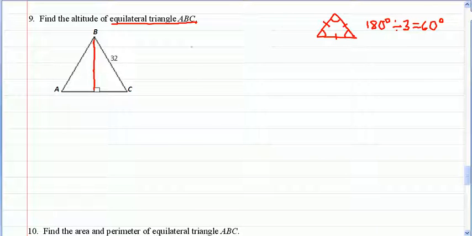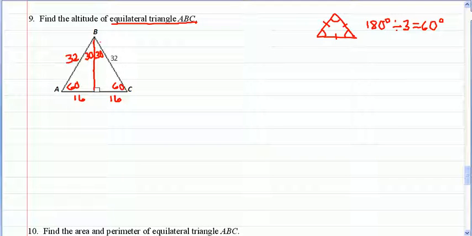So that means that each of the angles in triangle ABC are 60 degrees. But because we have an altitude drawn, it divides 60 by 2 so that each side is 30. We know that all three sides are 32 because an equilateral triangle has equal sides, but this altitude splits it up into 16 and 16. So I've solved almost everything of this triangle except the altitude.